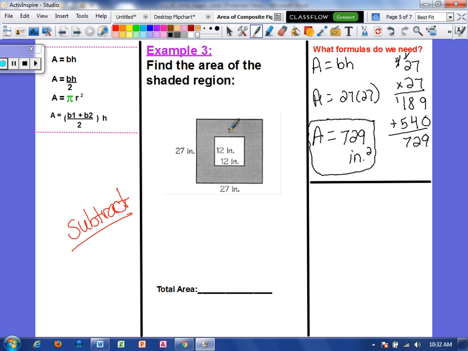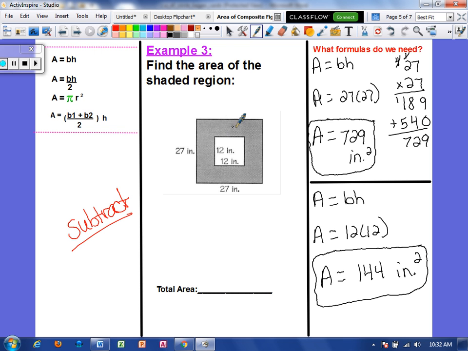Okay, now we have to find the area of the smaller square. So that's area equals base times height. The smaller square has a base of 12 and a height of 12. So we're multiplying 12 times 12, and we should know that that equals 144 inches squared.